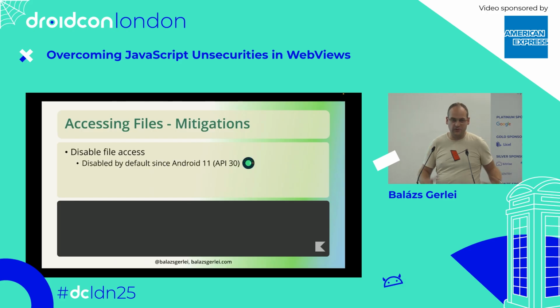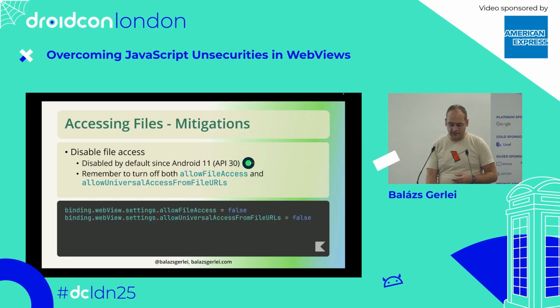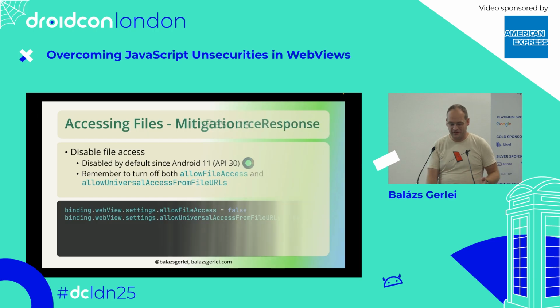The mitigations: if you don't want to publish the file, you just left it by mistake, then the obvious mitigation is to disable the file access. And as I mentioned, it's disabled by default since Android 11, but if you have to support all the Android versions, you need to disable it manually. And you also need to disable two things, to be clear: allow file access and allow universal access from file URLs. The second one is important because this contributes to cross-origin access.